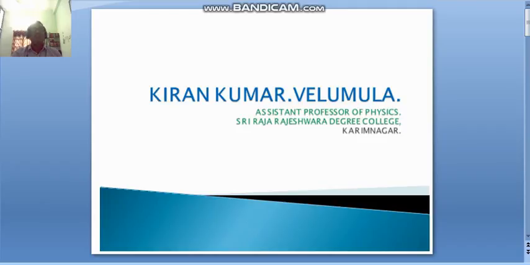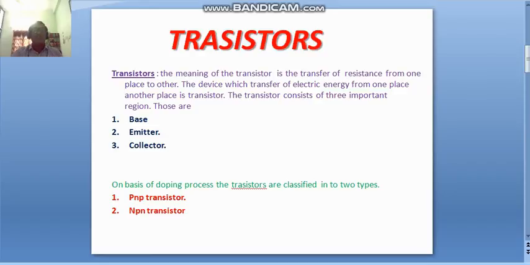In this video today we are discussing transistors. In the previous class we discussed PN junction diodes and the working of a PN junction diode in forward bias as well as reverse bias. On the basis of the PN junction diode, we are constructing the transistors.